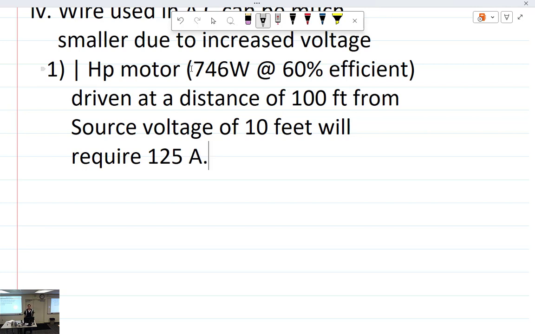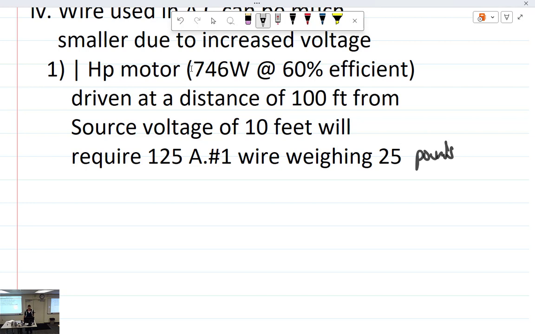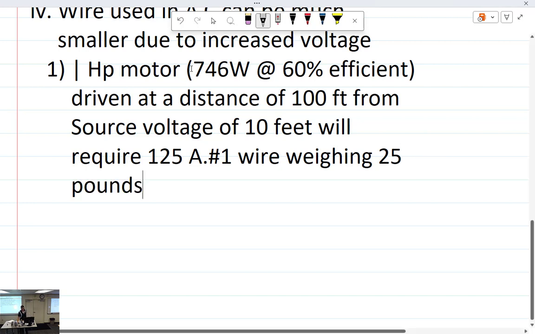So if I wanted to know what size wire, what would I do? Go to the chart. On the top, 125 amps, scroll down until I got to 10 feet, and roll down until I got to gauge wire. It would be a number 1 wire, weighing 25 pounds. That's 100 feet of wire weighing 25 pounds. I got this example out of a book somewhere, so if it's wrong, don't blame me. I didn't make it up.